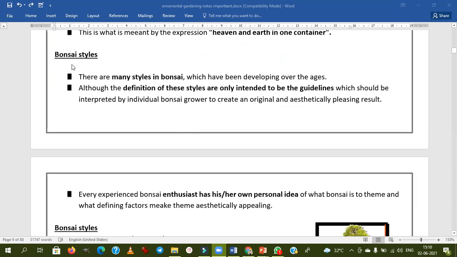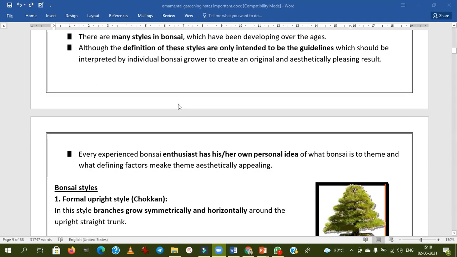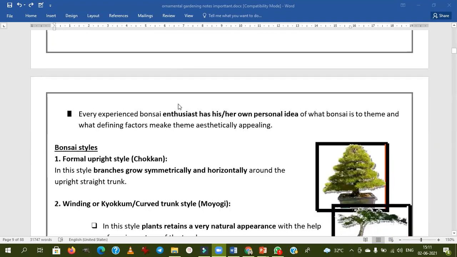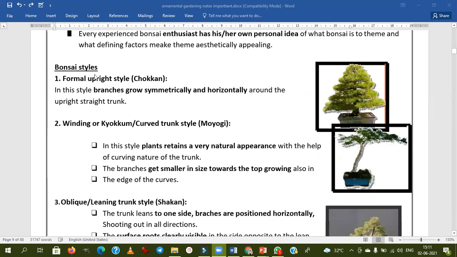Then coming to important bonsai styles. We have many styles in bonsai. The practitioners and the specialists involved in bonsai making have intended many guidelines or many styles. Individual perception, enthusiasts who are working there, have also given many styles. We will see them one by one.